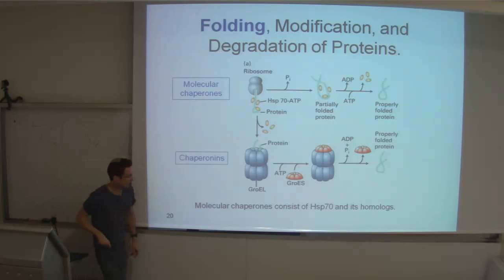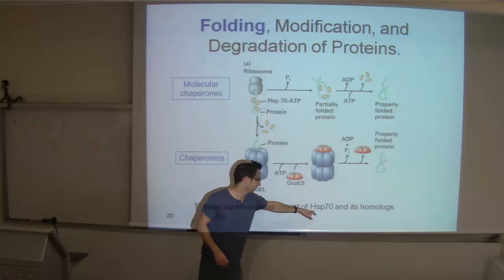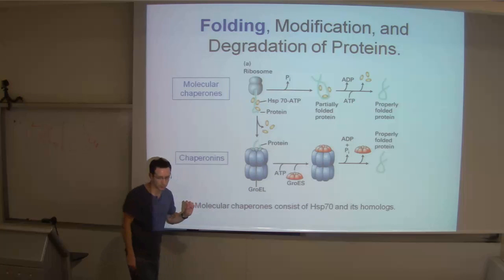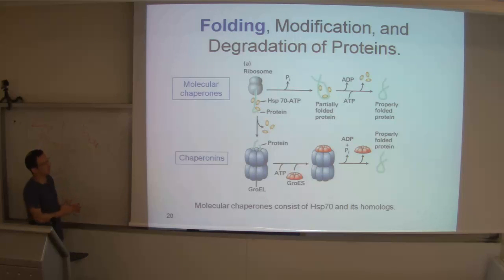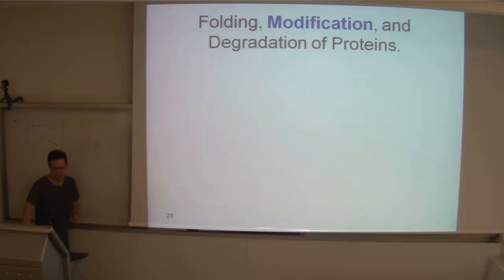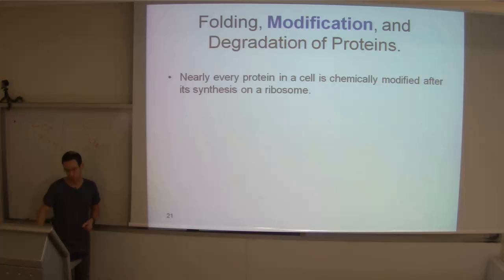Okay, let's just mention this. Molecular chaperones consist of the HSP70 and its homologs. So this is a very important protein that is a molecular chaperone. It was historically discovered first as having this feature, and so we call it HSP and its homologs. There's a nice movie, but for now it doesn't work, so perhaps we'll see it later, folding in chaperones.